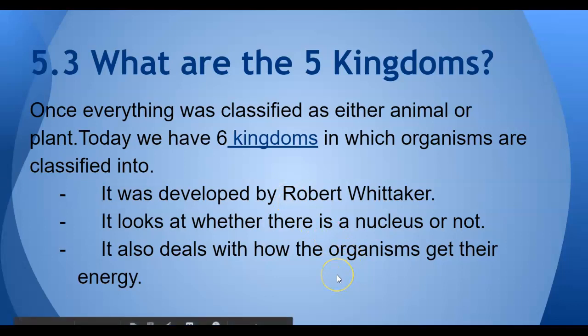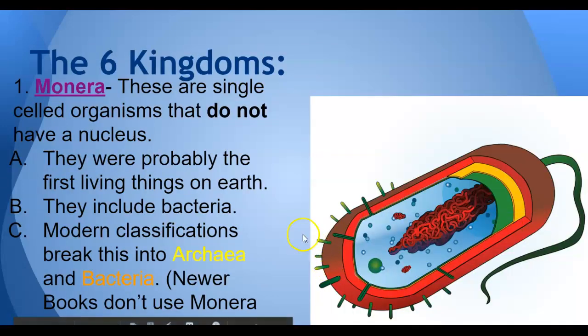This also will look at how organisms get their energy. They can be either a heterotroph, where they feed on something, or an autotroph, where they make their own food. Within bacteria and archaea, there are many different ways of getting energy. This original Monera kingdom, everything that was single-celled and didn't have a nucleus was a Monera. The big key: single-celled, and no nucleus.